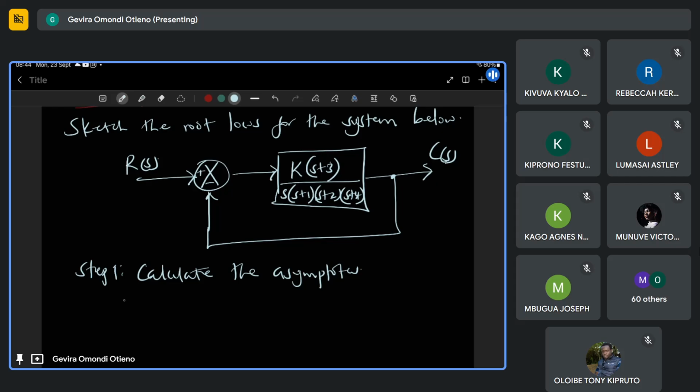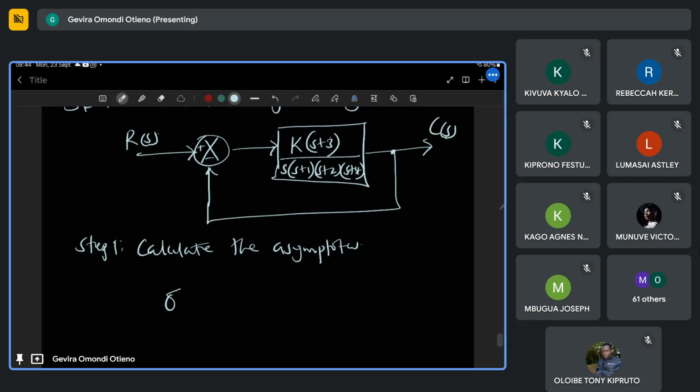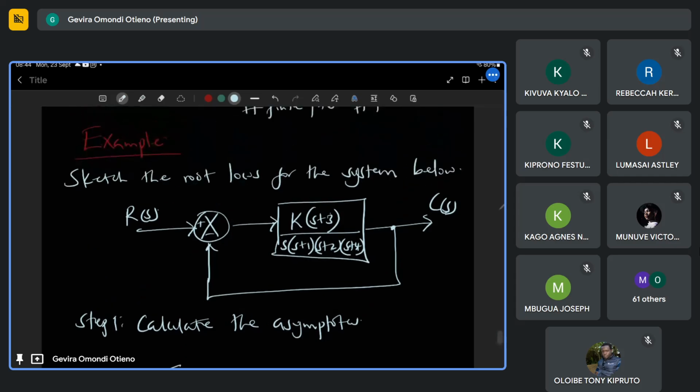That's why I'm saying step number 1, we have to calculate the asymptotes. It assumes that you have already observed your G of S and you've seen that it has 4 finite poles and only 1 finite zero. So there exist other 3 infinite zeros, but we don't know where their location is. The asymptotes will assist us to know the general direction of those 3 zeros. So let's start by calculating the real axis intercept. The formula is already here.